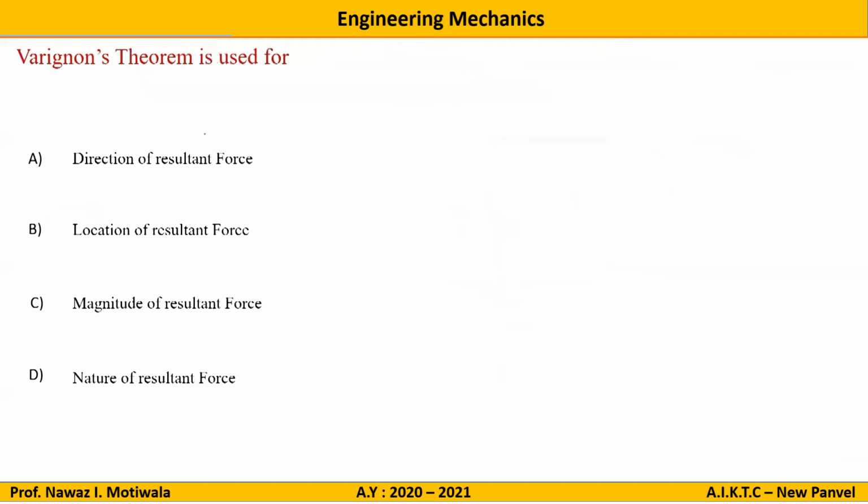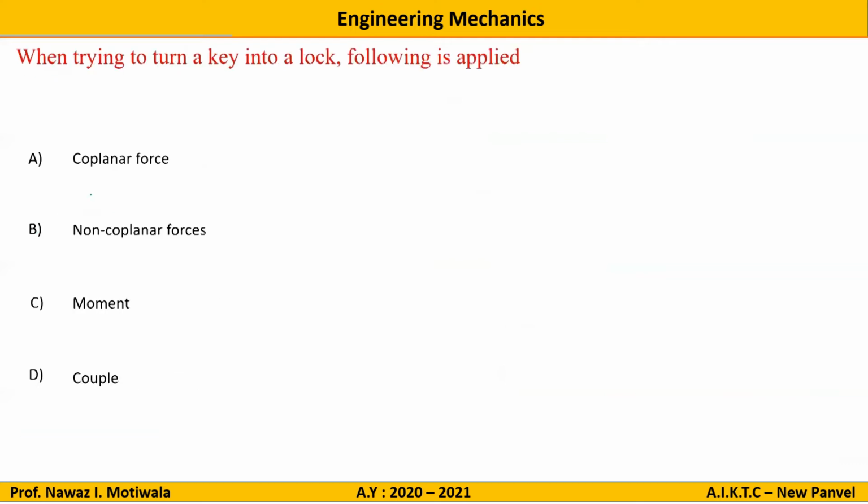Next question. Varignon's theorem is used to... It's a very basic question. It is used to find out the location of the resultant force. So option B is the answer. Next. When trying to turn a key into a lock, the following force is applied.